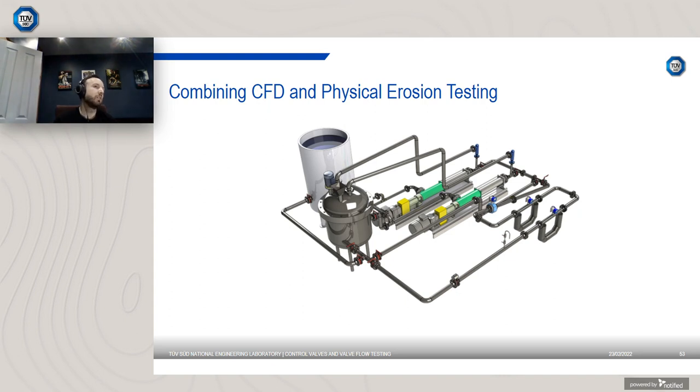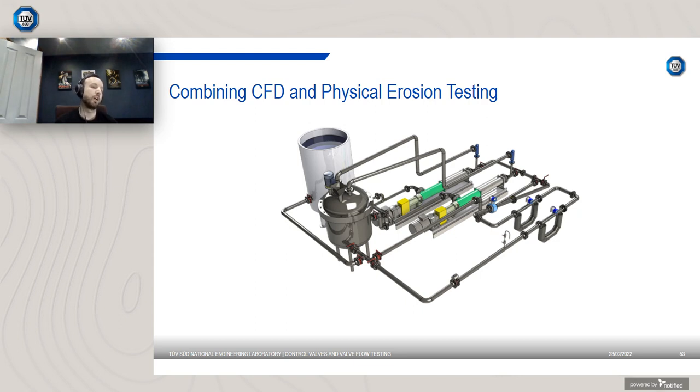Now CFD, especially when it comes to erosion, is very good at identifying areas of erosion or hotspots of erosion, but it can sometimes be slightly off, let's say, when it comes to the magnitude of the erosion. So how much material is actually being lost over time. And that's where you can combine it with a physical test to back up and validate your model.